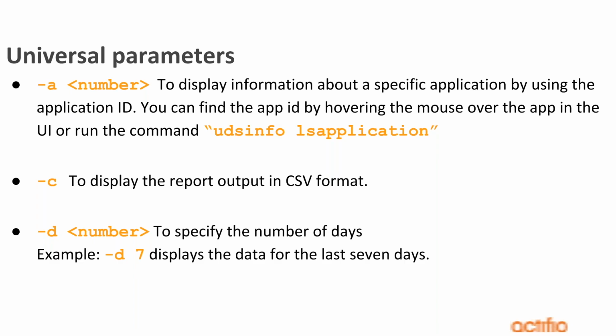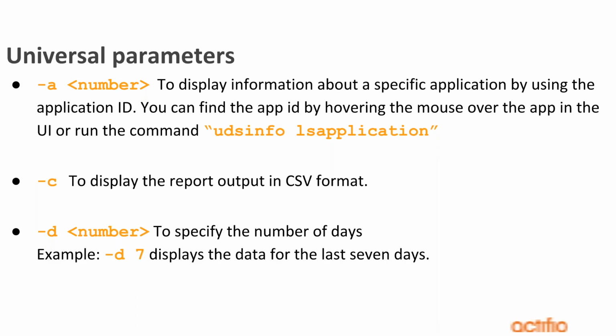There's 2 ways to get the app ID for this. The first is going to be to run udsinfo lsapplication from your Actifio command line. That's going to output every application that we know about and its app ID, which will be a 4, 6, maybe 7-digit number, depending on how many apps you have protected in your whole environment.